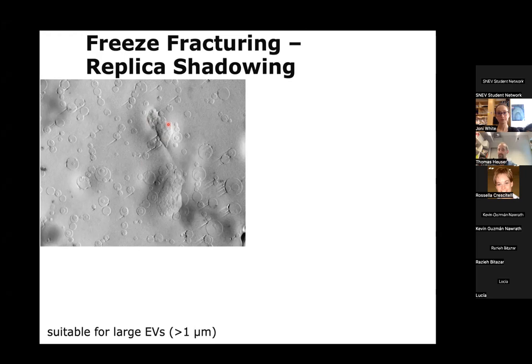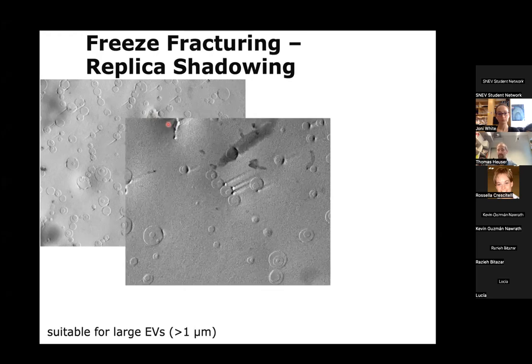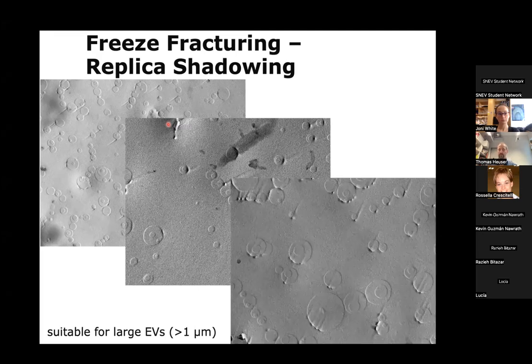So if you have samples that are a micron or even larger, then some of the other methods, negative stain and the cryo-EM methods I'm going to show you in a moment, can't deal with these large samples very well. But this hybrid method, this freeze fracturing, this replica shadowing is ideal for these samples. It could be a small sample, a few below a micron or so, or it can be something gigantic, 10 microns or even larger. It works for all of them.